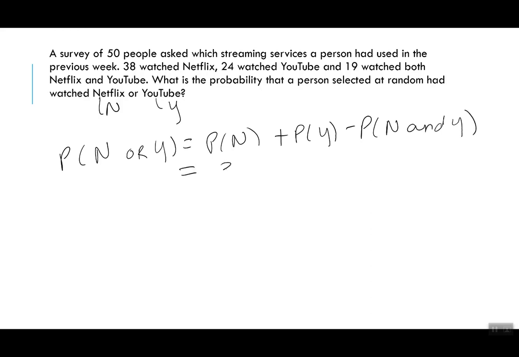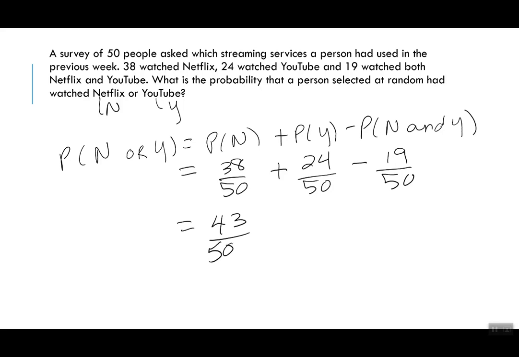So in Netflix, we had 38 of the 50 people. For YouTube, we had 24 of the 50 people. And then both, we had 19 of the 50 people. So even though we could have reduced the 38 over 50 and the 24 over 50, I'm not going to. I want to leave them the same. That way it's easy to figure out our answer. That way I have a common denominator. So I look at 38 plus 24 minus 19 gives me a total of 43 over 50.